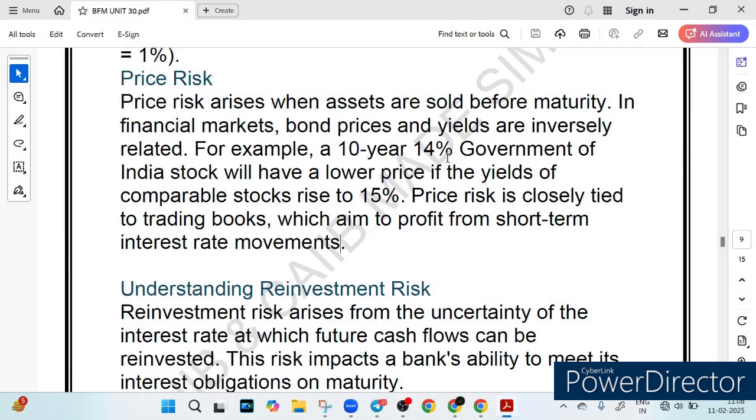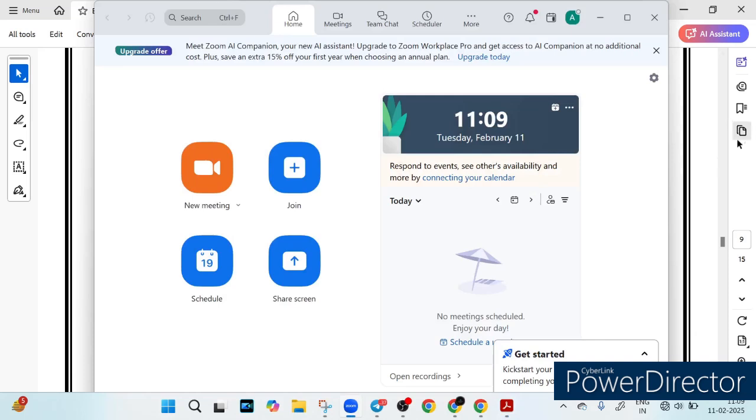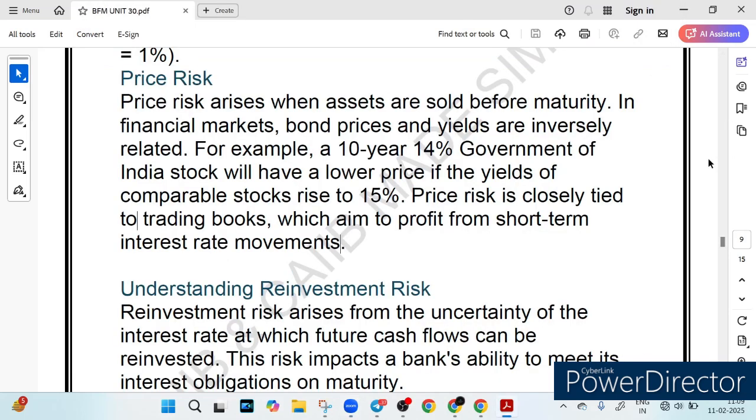So many banks trade in government bonds and financial securities, you know it very well. Many banks invest in government bonds and financial markets. But if interest rates fluctuate unexpectedly, they can lose money instead of gaining it. If the bank sells an asset at the wrong time, they book a loss. If the bank holds an asset for too long, they risk missing out on better returns. And if interest rates are not managed properly, bank profitability suffers. So this is why managing price risk is a crucial part of banking.